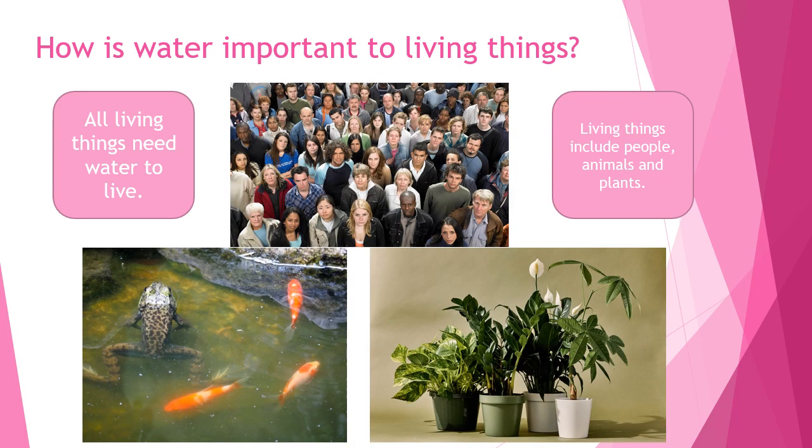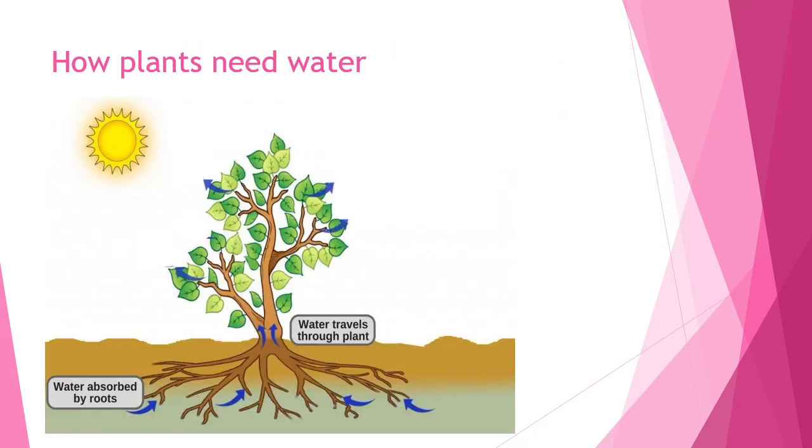So you can see there, people, sekejap, laser pointer. So sini people, sini the animals, and this is the plants. So, let's first talk about how plants need water. Tumbuh-tumbuhan perlukan air. You can see the image there.